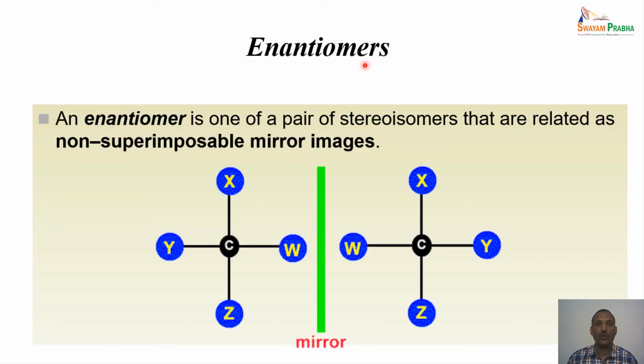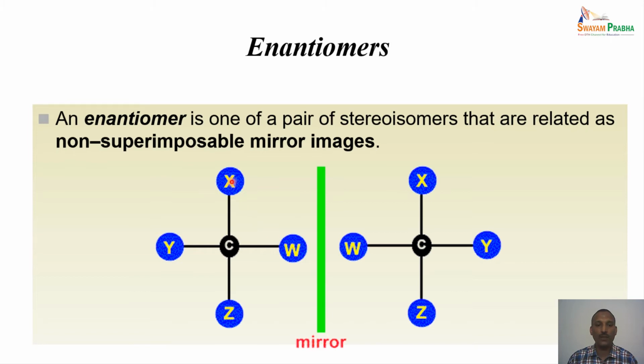Now let us look at what enantiomers are. Enantiomers are a pair of stereoisomers that are related as non-superimposable mirror images. So if we take a carbon with 4 different groups surrounding the carbon, then we say this compound can be optically active, because one of the criteria for optical activity is that the 4 atoms or groups attached to the central carbon atom have to be different.